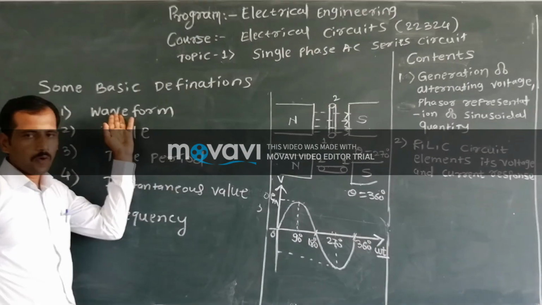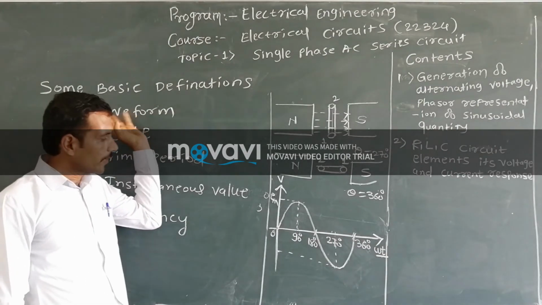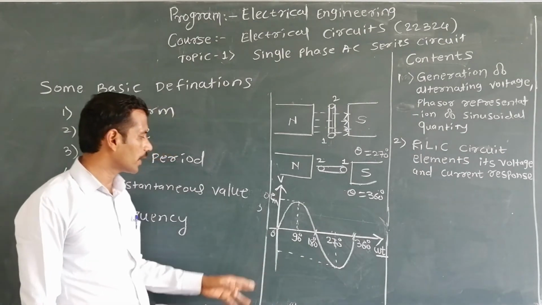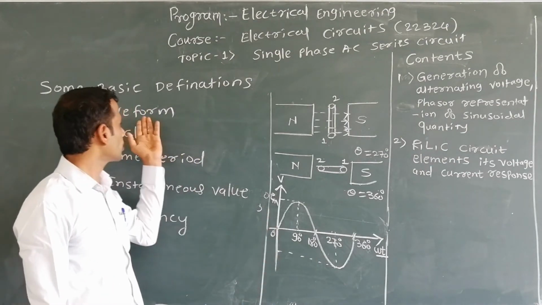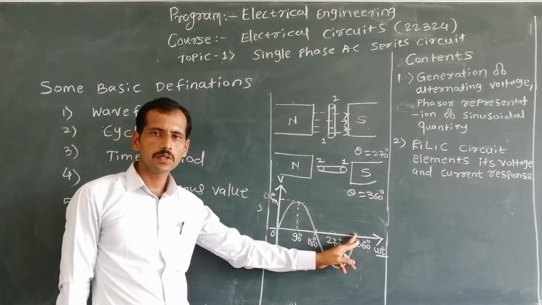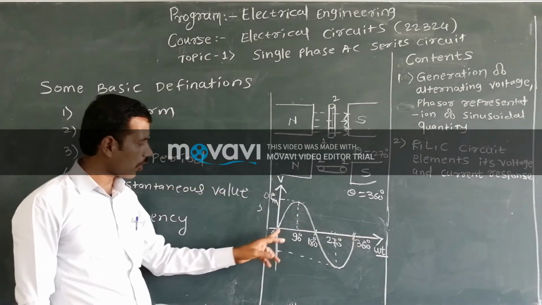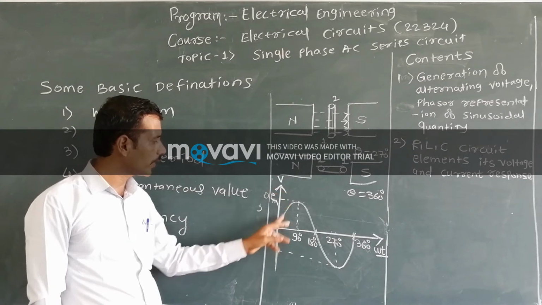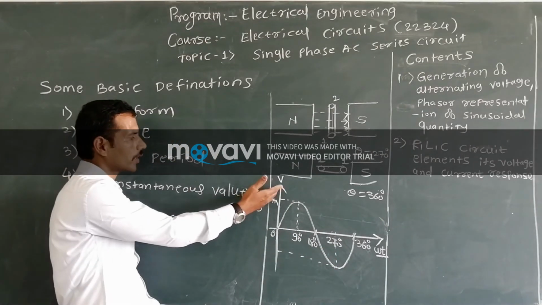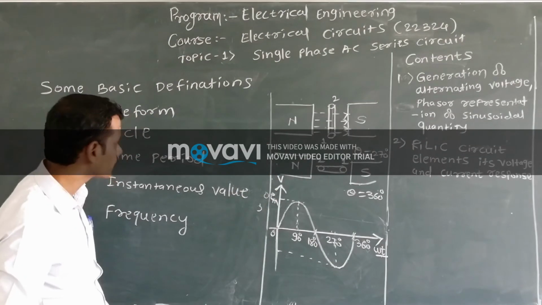First definition is waveform. As we have shown here already, waveform is nothing but graphical representation of voltage or current with respect to time. Graphical representation of voltage or current with respect to time is known as waveform. It may be a voltage or current. We have shown here voltage.